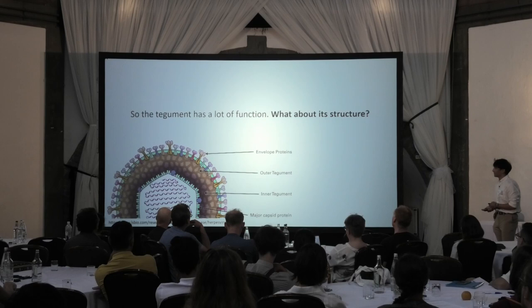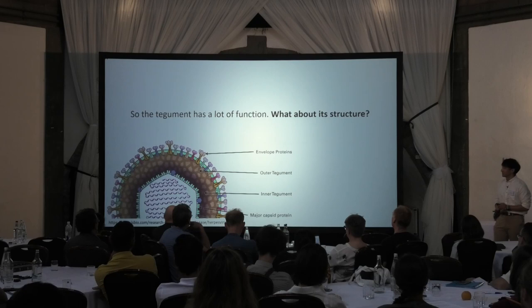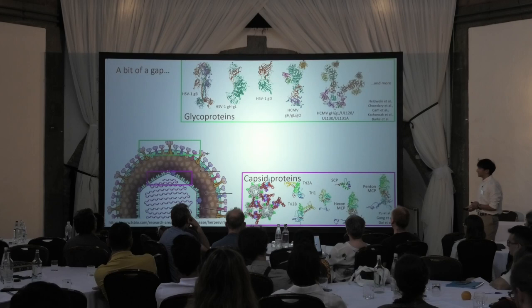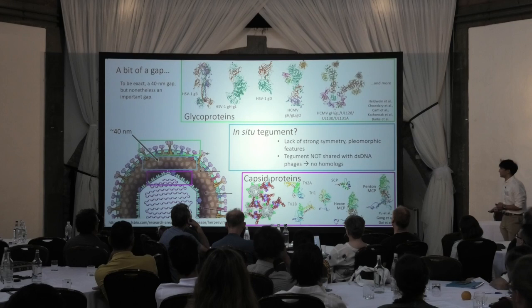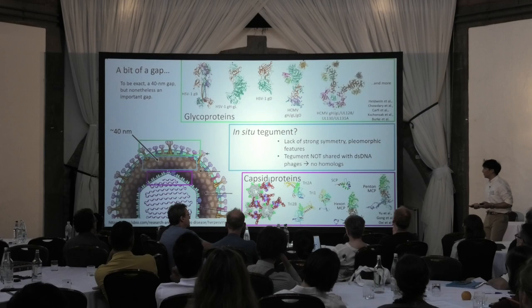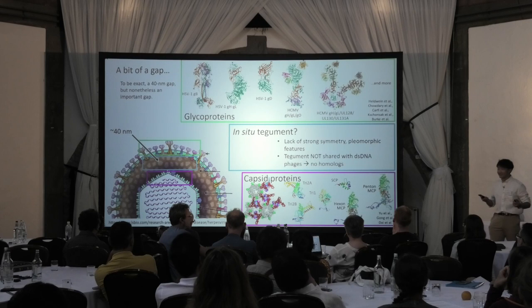So the tegument has a lot of function, but what about its structure? Well, recently we have in situ structures of the capsid proteins of many herpes viruses, and also within the past 2 years we've had glycoprotein structures. The tegument has remained somewhat of a mystery, and this is largely due to its lack of strong symmetry and its pleomorphic features. These are all characteristics that are not very amenable to high-resolution reconstruction. And then finally, the fact that tegument is not shared with DNA phages, so unfortunately, I can't speak confidently where that all you have done.